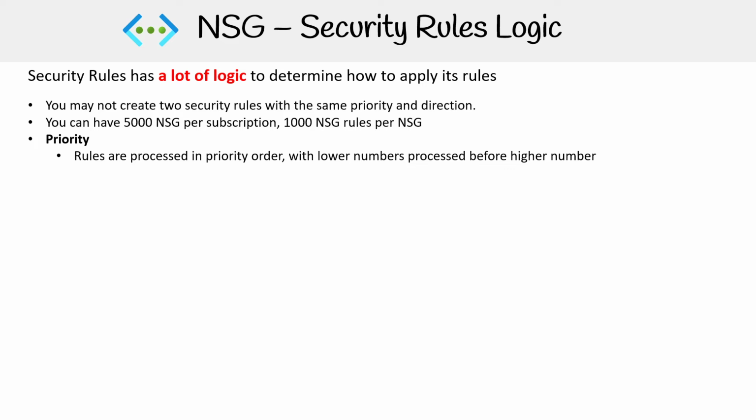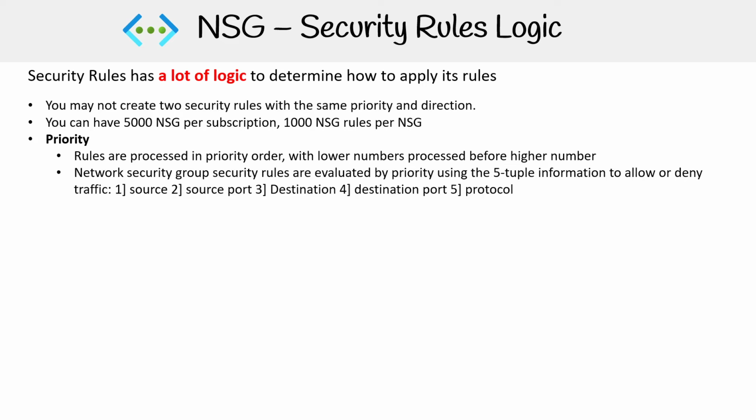For priority, rules are processed in priority order, with the lowest number processed before the higher number. And network security group rules are evaluated by priority using 5-tuple information to allow or deny traffic based on source ports, destination ports, and protocol. Honestly, I don't know what they mean by that, and I couldn't make any sense of it. It's in the documentation, so I'm just showing it to you here.